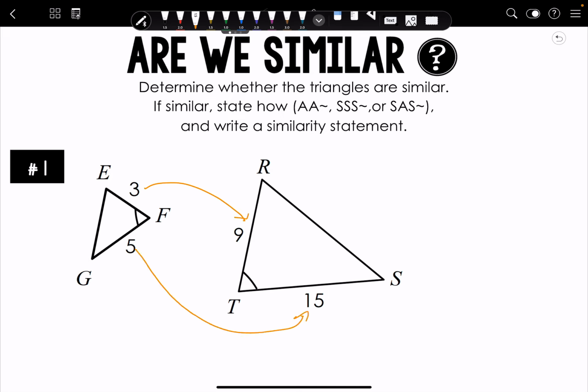And I like to think about it this way. Since these are separated out, what is the scale factor that I'm using to multiply? And I notice that I can multiply both by 3. So then yes, by side angle side similarity, these two triangles are similar. So I'm going to say triangle EFG is similar to triangle RTS. Because notice we went 1, included, and back to none, right? So right here, 9, and then included, and then back, so it becomes RTS.